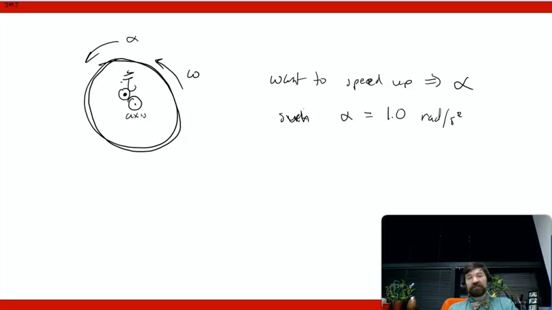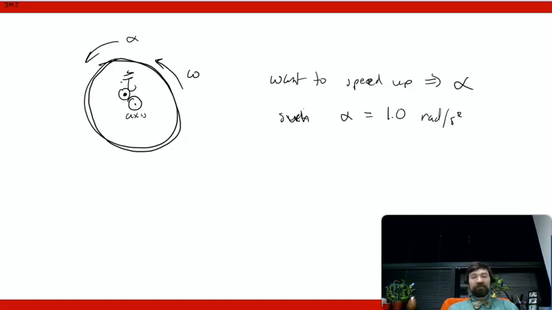So I want it to speed up. It's already rotating counterclockwise as viewed from this plane. Therefore, I need a counterclockwise torque that's equivalent to a torque that points up out of the screen at you. All right, so the larger the moment of inertia for this wheel, the more torque I'm going to have to apply in that direction in order to achieve this 1 radian per second squared alpha.